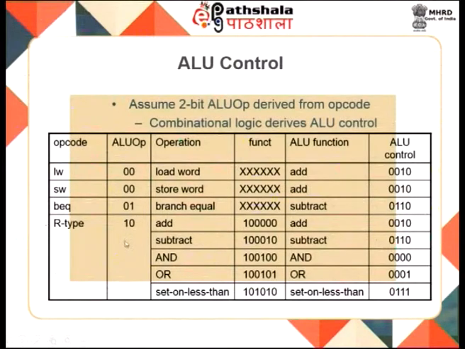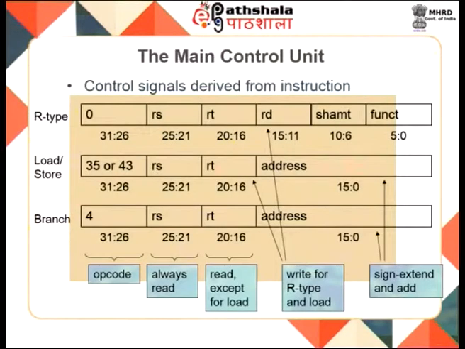So if it is an R type instruction having an ALU op of 1 0, and if the function bits are this, then based on these two fields, you decide whether an addition is to be performed or a subtraction is to be performed, or an AND or an OR, and accordingly the ALU control signals are generated. The 4-bit ALU control signals are generated.